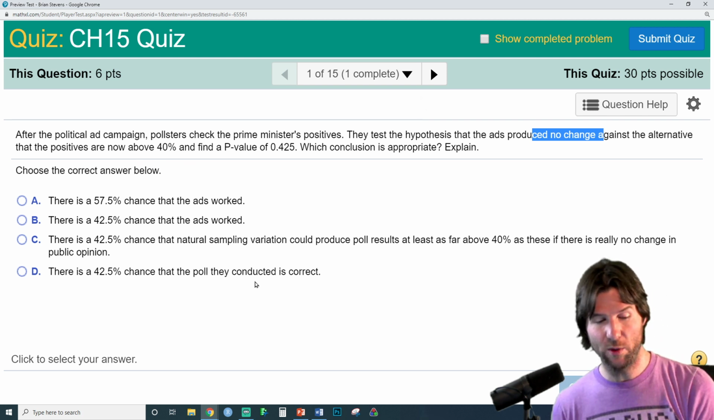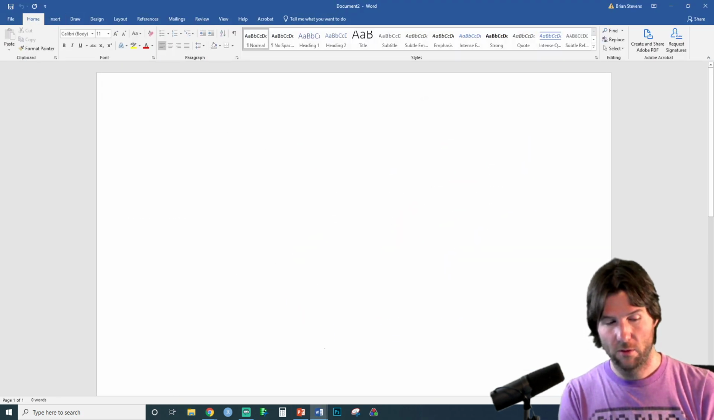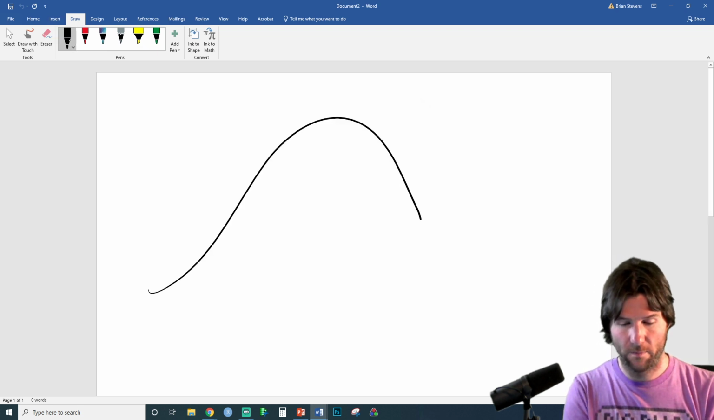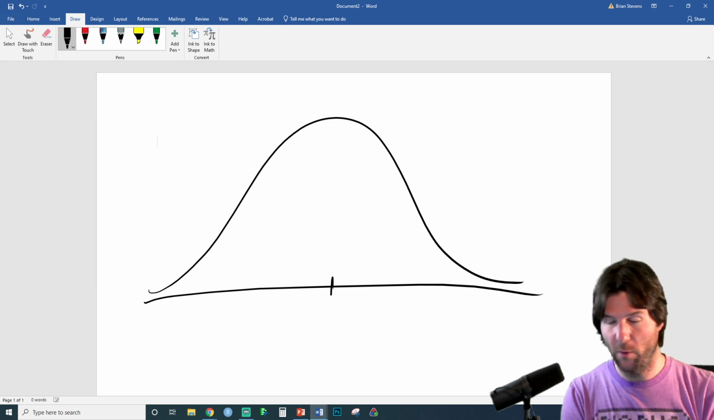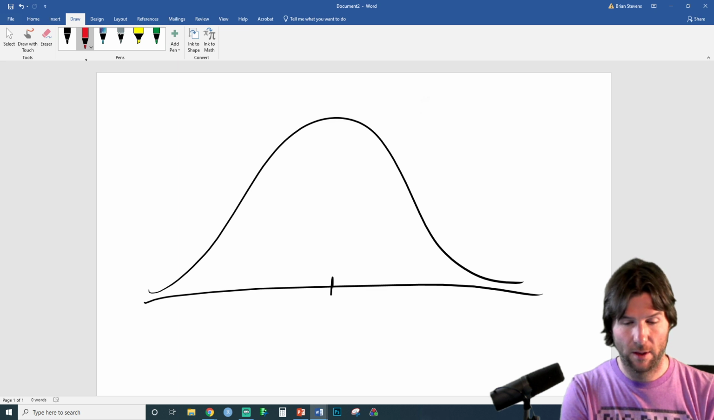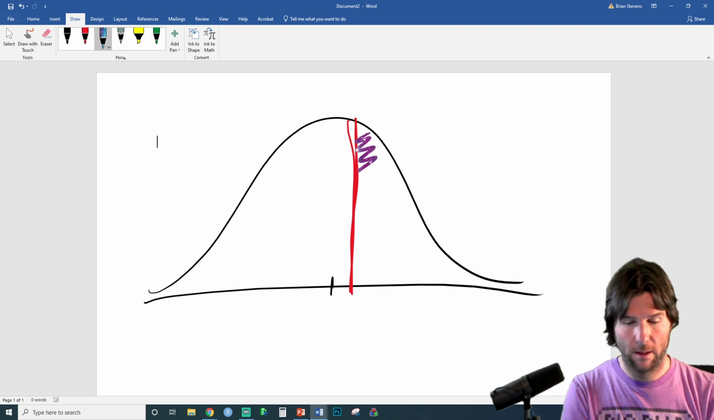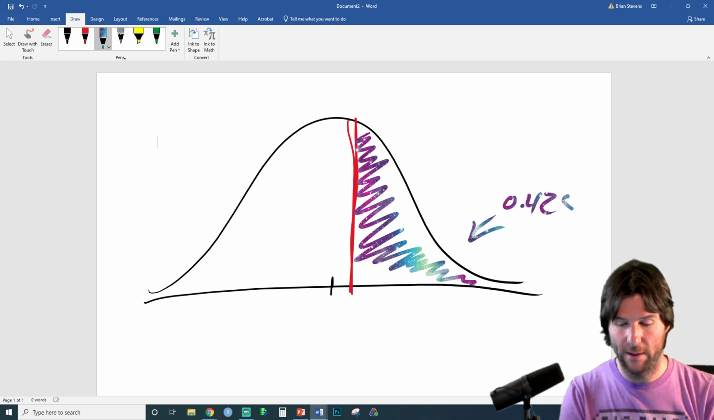Now, what this would show is, let's show what this looks like graphically. So when we did this test right here, we have to think about how to draw it. If we got a p-value of 0.425, I think it was, we would have landed somewhere about right here. We landed very close to the center. And this is the p-value. So this p-value here, I think, was 0.425.